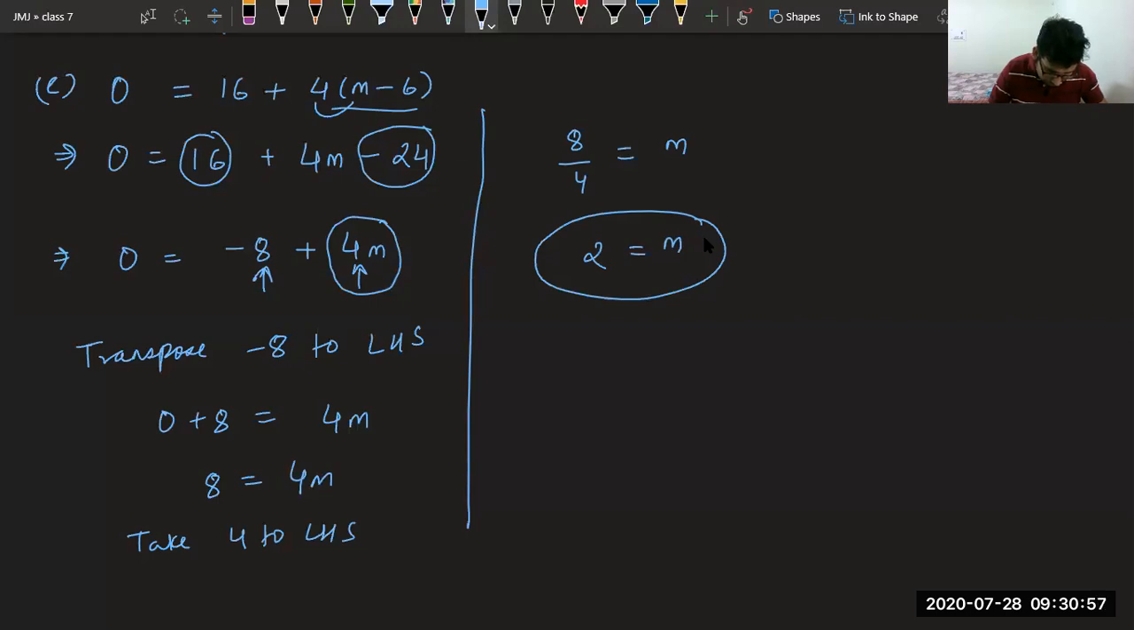Sir, I've done like this. 4 plus 5p minus 5 will be 34. Then, one second, 5p minus 5 equal to 30. Yes, but it is okay. It is okay.